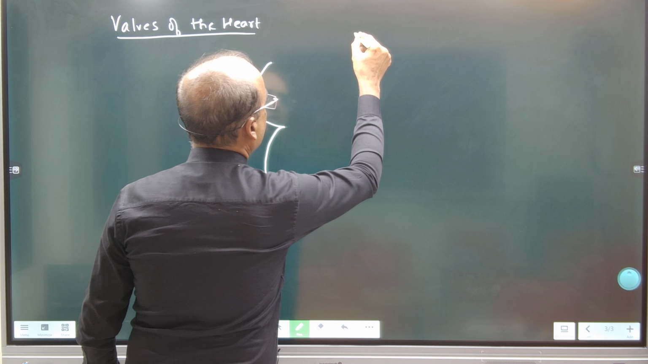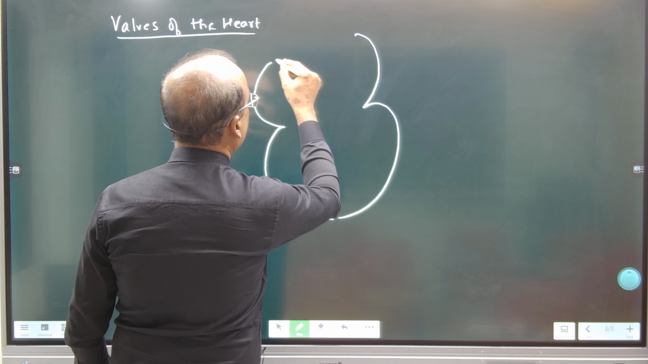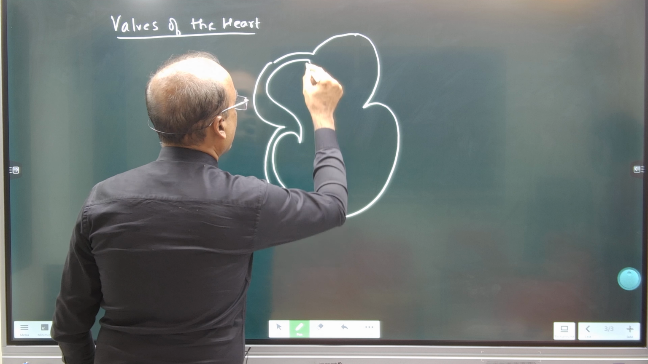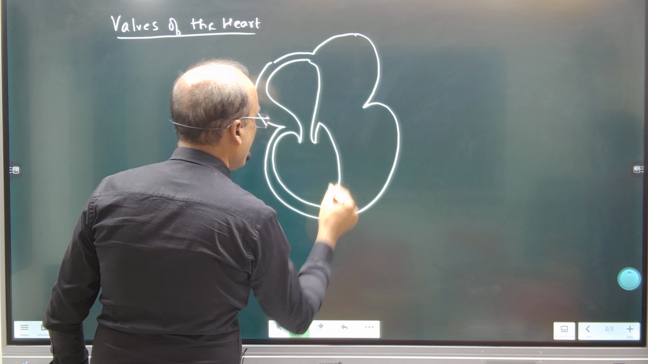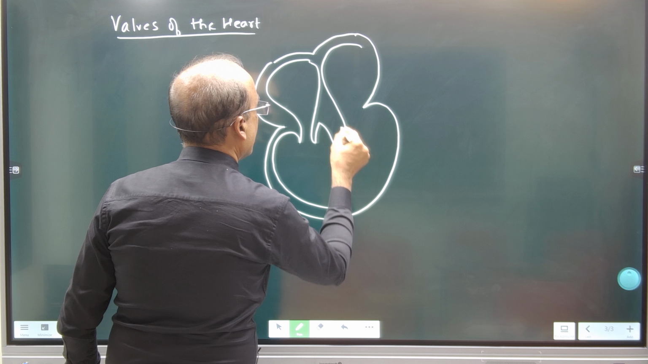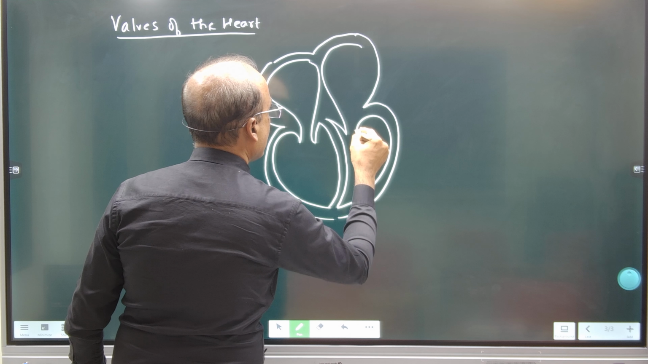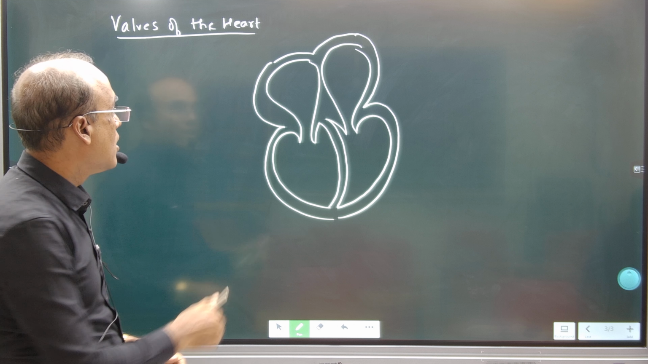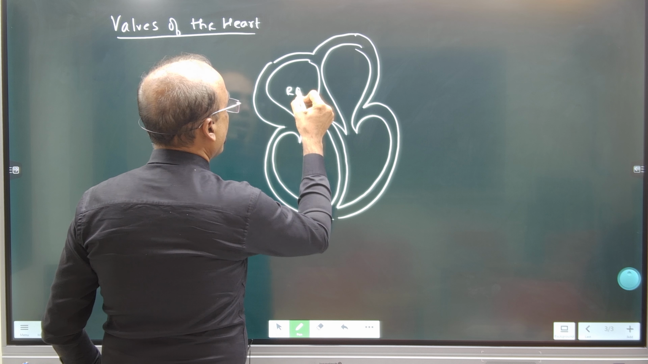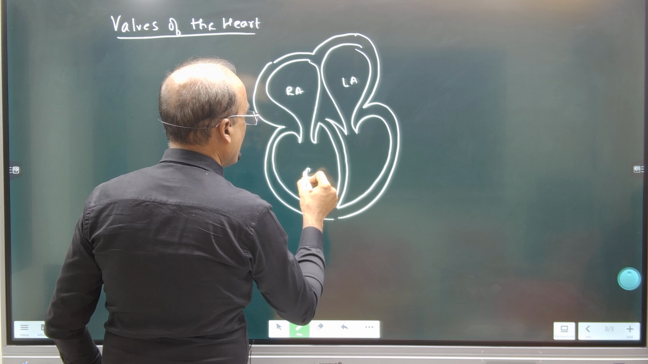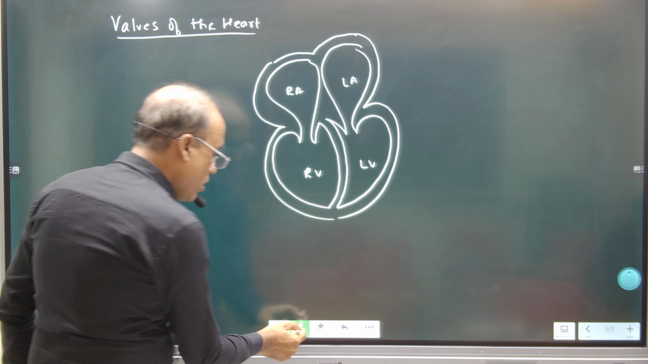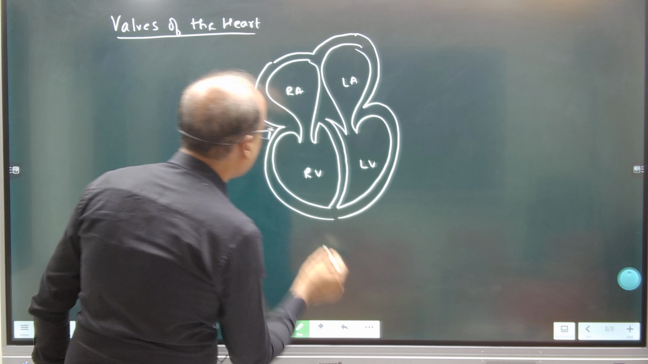So you know the structure of the human heart. There are 4 chambers, 2 auricles and 2 ventricles. The upper chambers are called the auricles and the lower chambers are called the ventricles. So this is the right atrium, right ventricle, left ventricle.